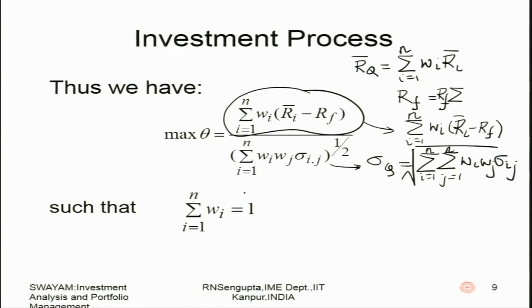And obviously, this sum of W equal to 1 remains true. Only remember, when you are combining the portfolio, n number of assets and the n plus 1th, then the summation is actually from 1 to n plus 1. Only if you are concentrating on Q, then it is 1 to n.